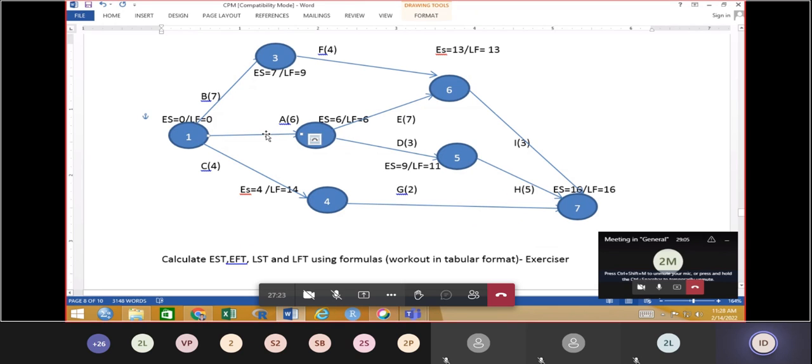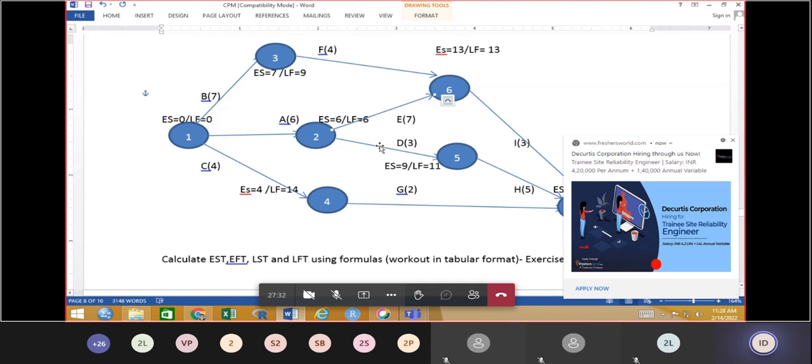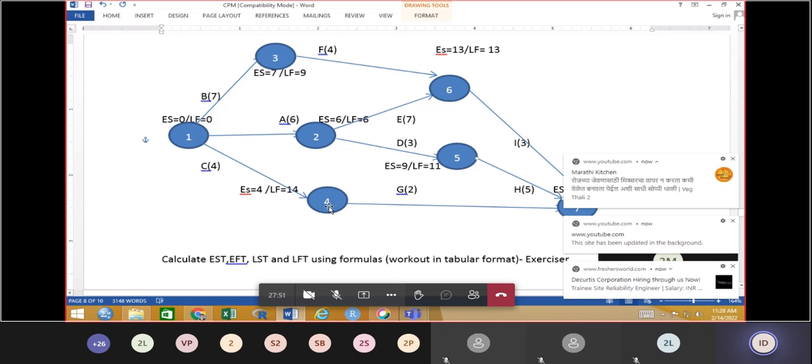So what to do? This is the A activity, this is the B activity, this is the C activity. From this A activity, two different activities are created, that is D and E. Again, from the C activity, the J activity is created. From the B activity, the F activity is created. And from F and E, the I activity is created. From the D activity, the H activity is created. And from the C activity, the J activity is created. Finish.